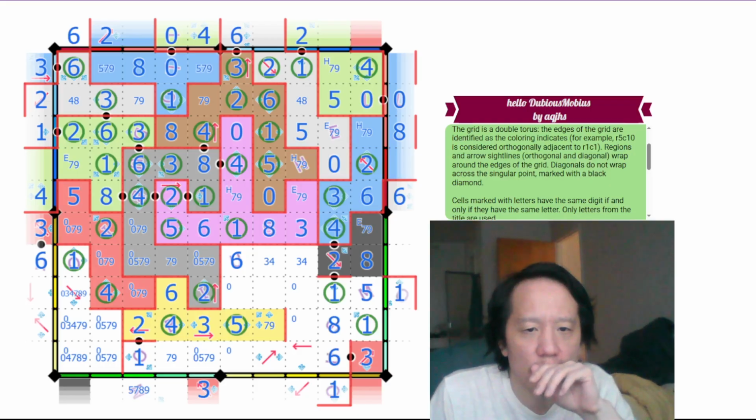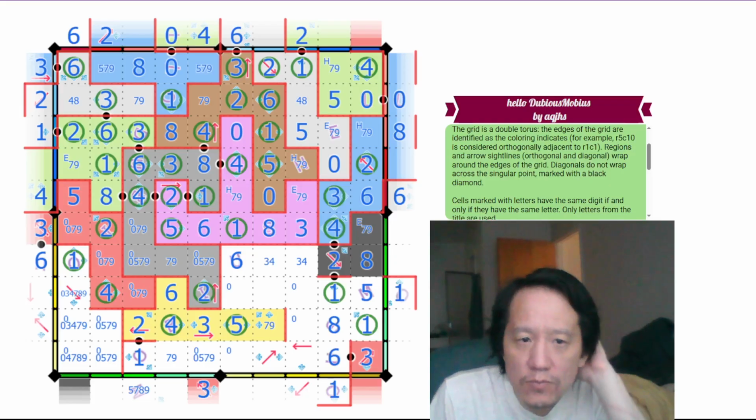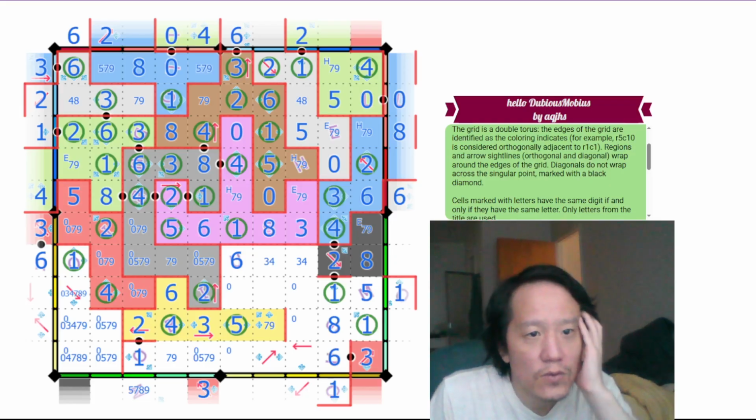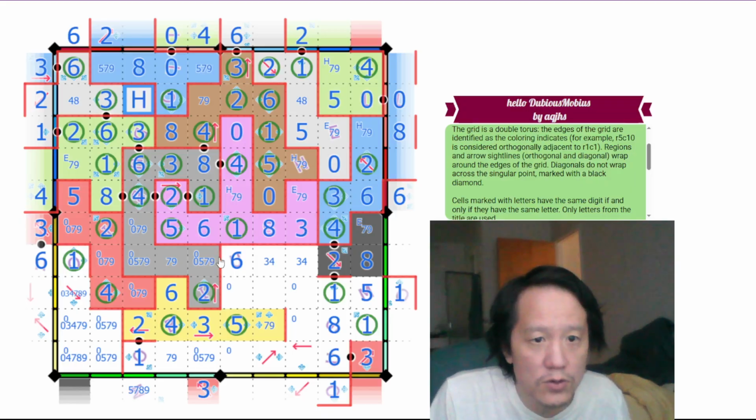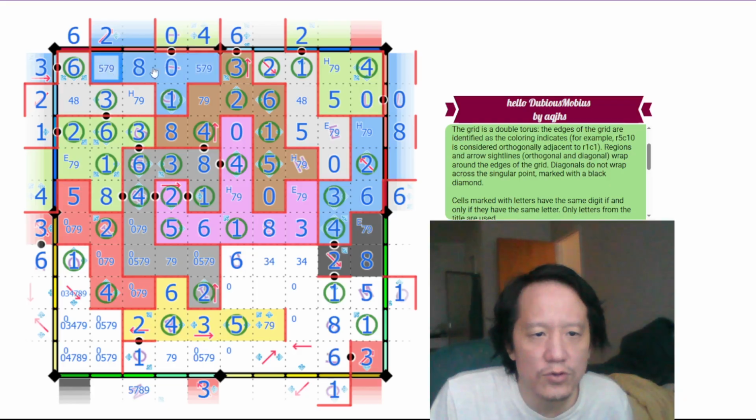Okay. This is E here, so this must be H here. H here, for the light region. We're missing an E in the blue. We don't know which one it is. H is here, so that means H must be one of these two.